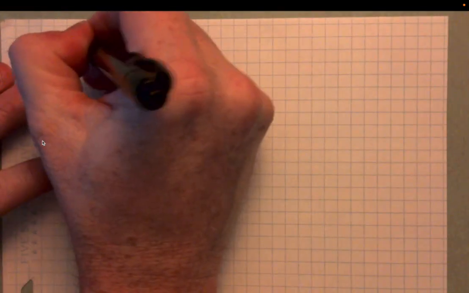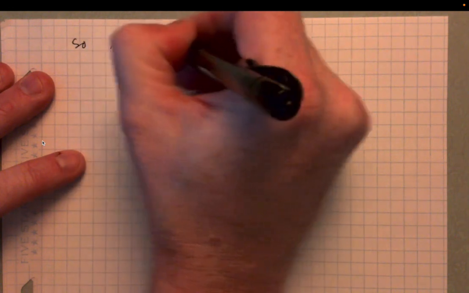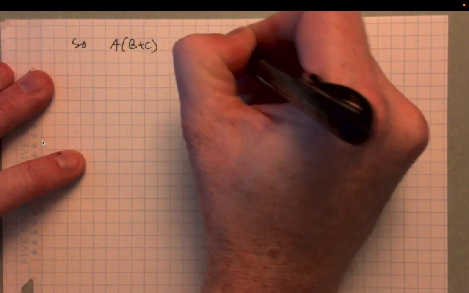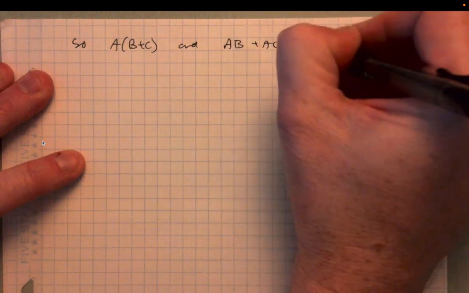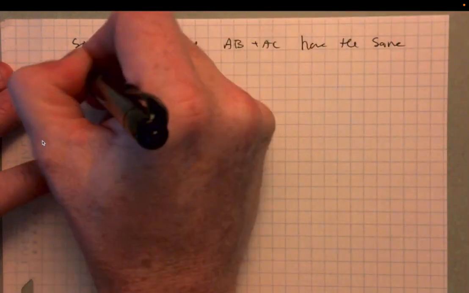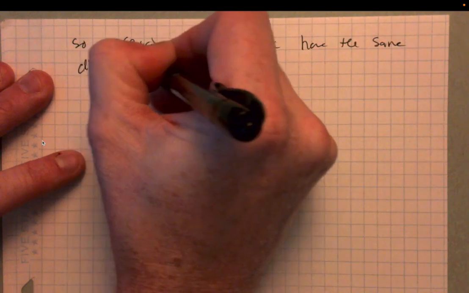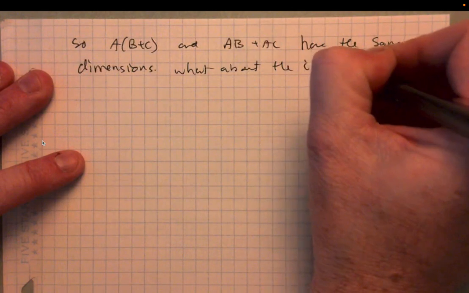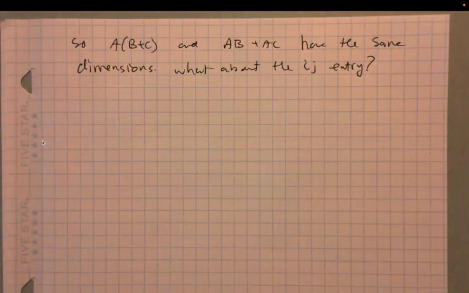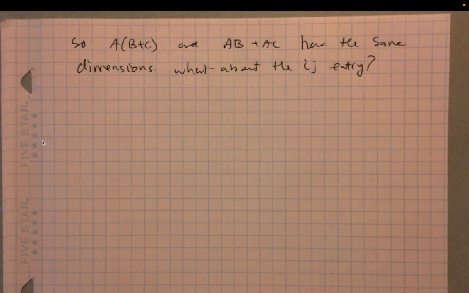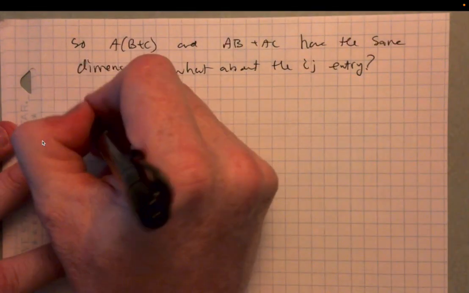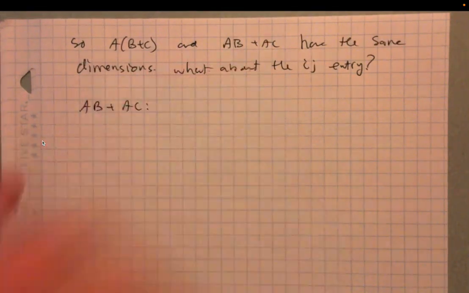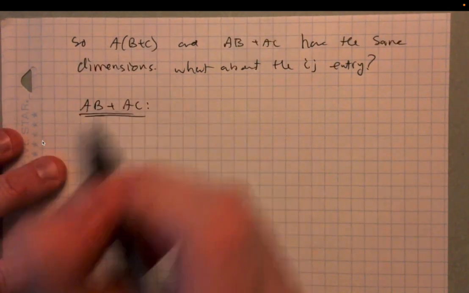Okay, so A times B plus C and AB plus AC have the same dimensions. What about the IJ entries? What about the IJ entry? Okay, so what we need to do is basically show that they're the same, right? So let's start with AB plus AC. Okay, so we'll start with that one.